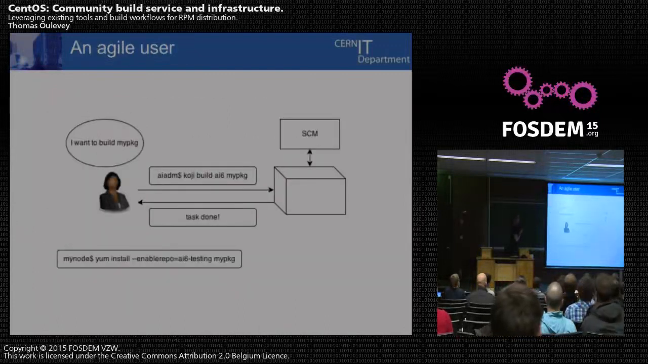This is a schema of the first thing I did when I designed a service around Koji. So this is what a user wants. A user wants to build a package, then know when it's done, and then install it on his machine. So this was basically the main use case.